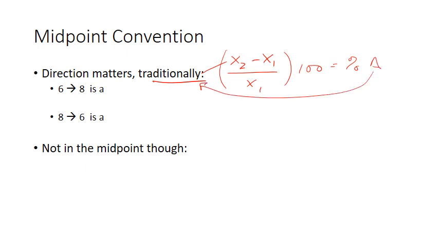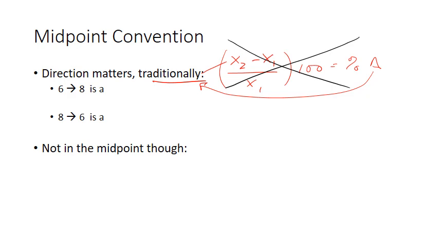We do not want to use this. Okay, this is not going to work. And the reason that it's not going to work is because economists would like to talk about a range and render the direction meaningless. And you can't do that using this traditional formula.